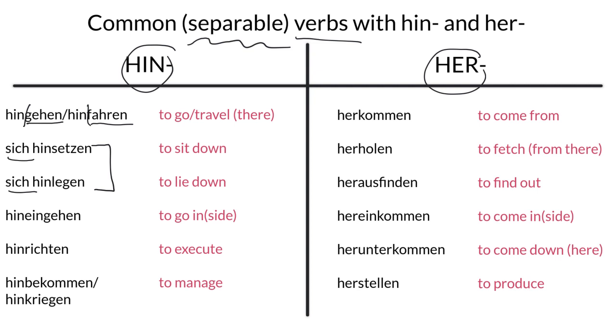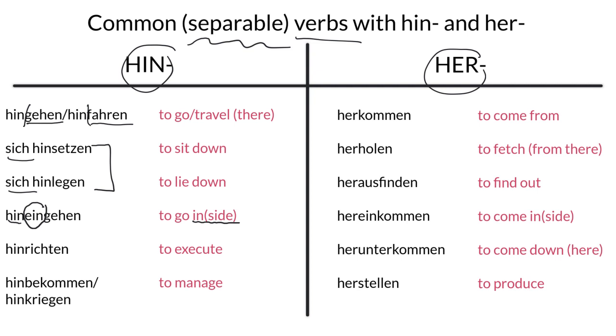The next one is interesting, hineingehen. Notice we're using hin, but we're adding another specific location, that is in, usually inside. So I'm not in a room or in a building, but now all of a sudden I'm going into that room or building.